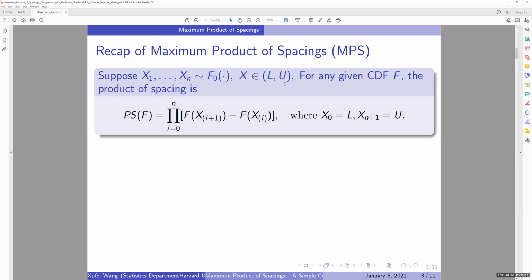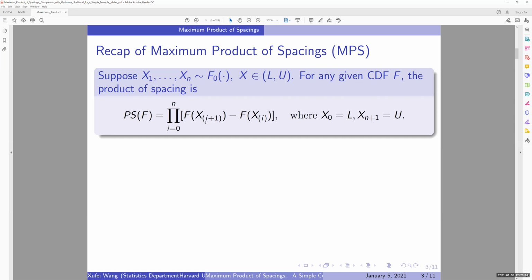So actually the lower bound and the upper bound can be minus infinity and positive infinity. So for a given CDF F, we can define this product of spacing in the following form. The intuitive part is, given these observations, we can rank them from the lowest to the maximum by the order statistics. And for each, we can define F of the xi, which is like the cumulative density of that observation.